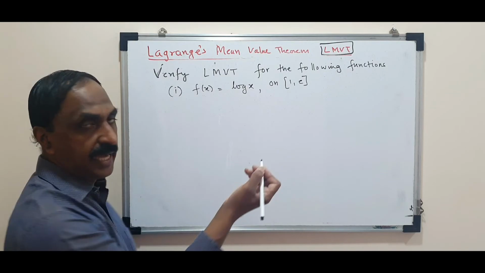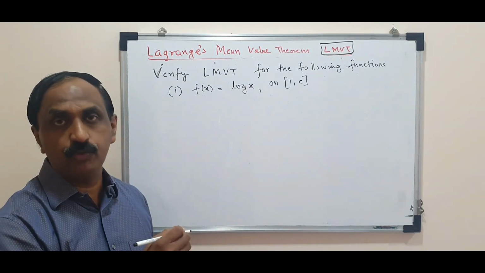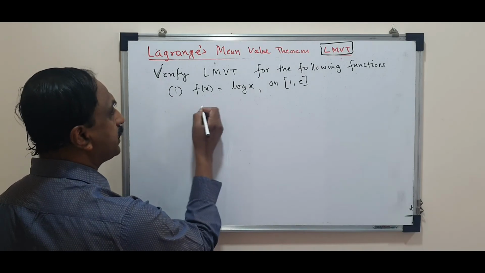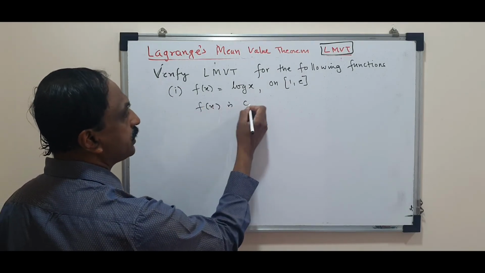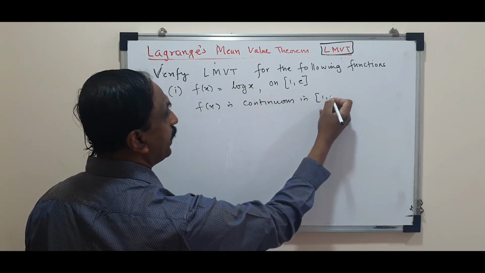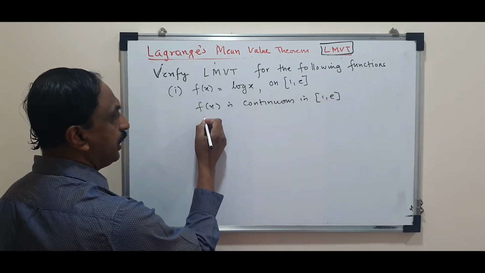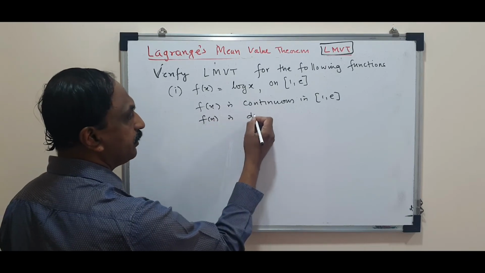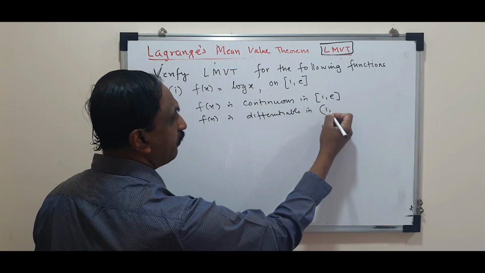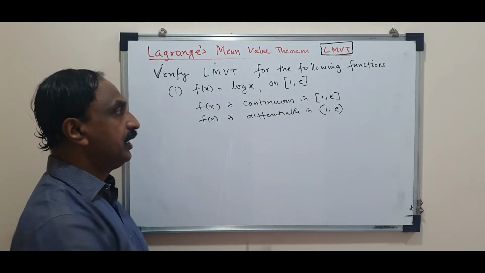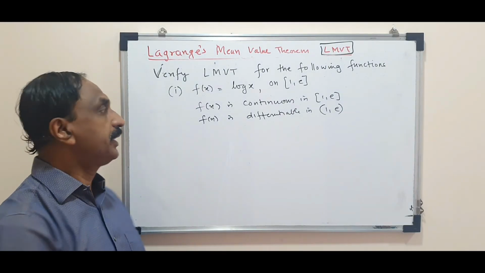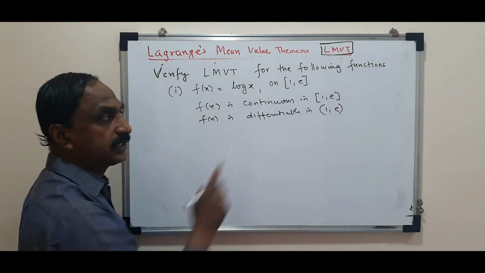So I can just directly state it. Every time you have to just state it. We don't have to give much reason there. What is the statement we have to write? f of x is continuous in closed interval 1 comma e, then f of x is differentiable in open interval 1 comma e. You have to only just state it. If it is not differentiable, then probably you'll have to write out why it is not differentiable. But here log x is differentiable, so we have to only just state it.